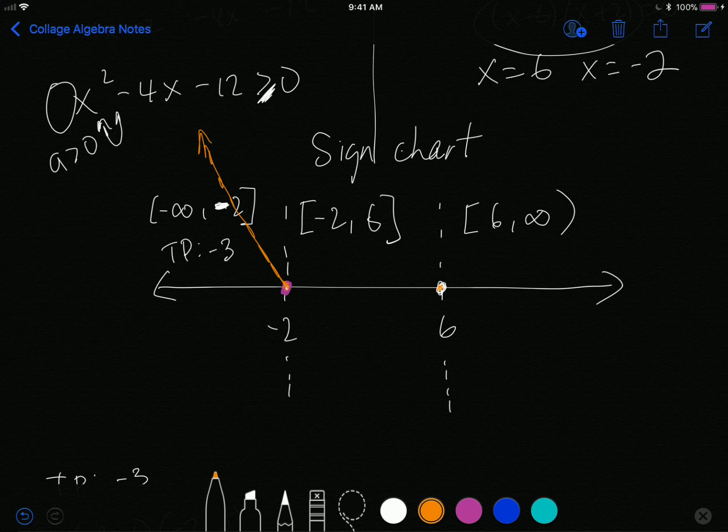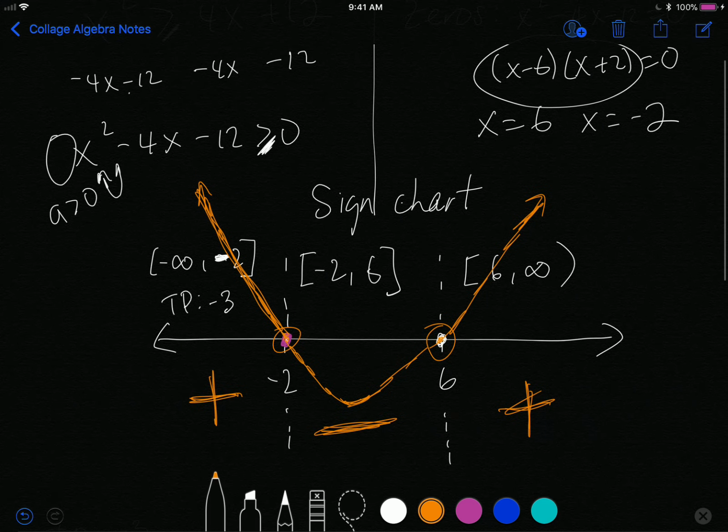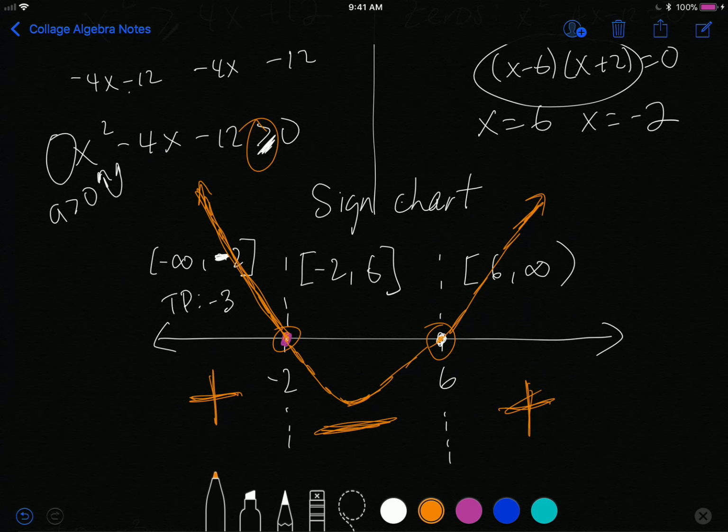Notice right here it's above the x-axis, and then it has to go down here. It has to turn, and then it has to go up again. So, this is above the x-axis, so that's a positive region. This is below, so that's a negative, and this is above. Notice that the zeros, again, are your points of transition from one side to the next. And of course, this says greater than 0, so I'm looking for the positive region.